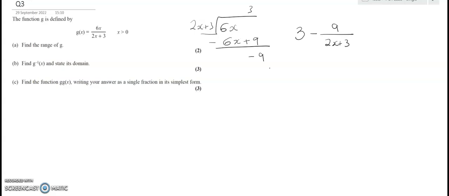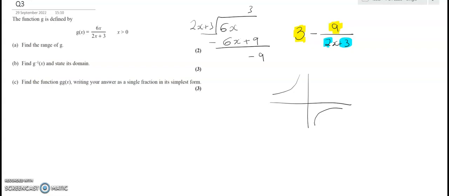Now let's think about the transformations happening to this graph. So there's a 3 and a 9. These are vertical transformations, and we've got the 2 and the plus 3 over here, which are horizontal transformations. So if we think about it, it's got a minus, so it's minus 9 over 2x plus 3. So it means we're going to be looking at the negative reciprocal graph, which looks like that.